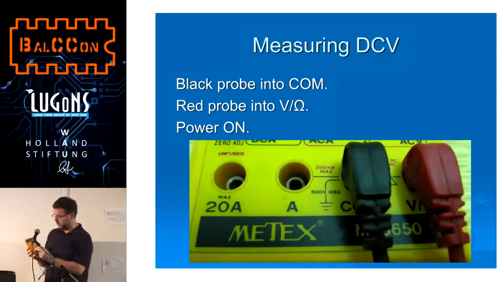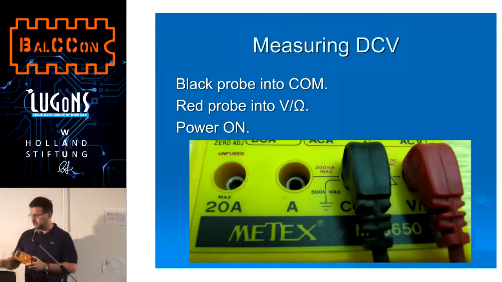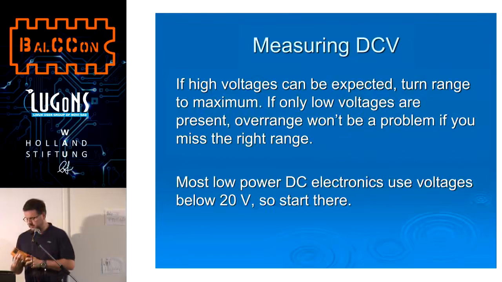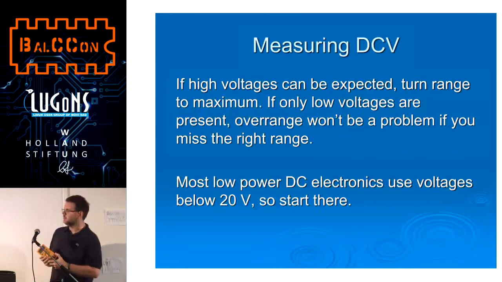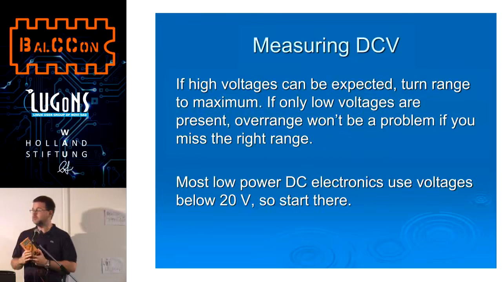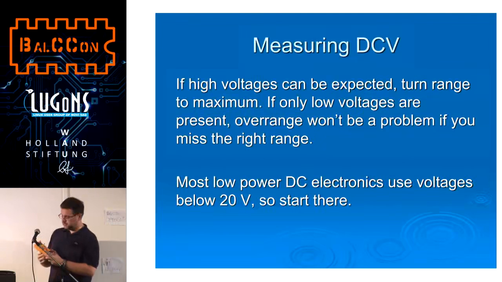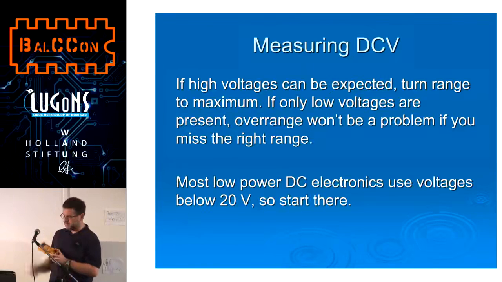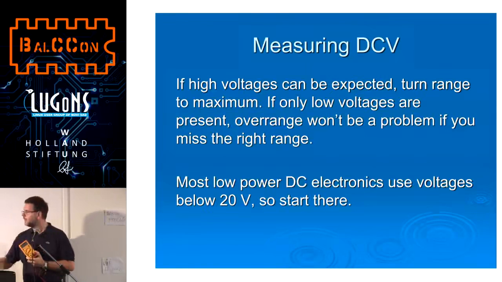For measuring DC voltages, put the other probe into the most right position. Click the power on, and you can measure DC voltages. If you know what voltage you're going to measure, put your range one higher. If not, start from 1000 volts.